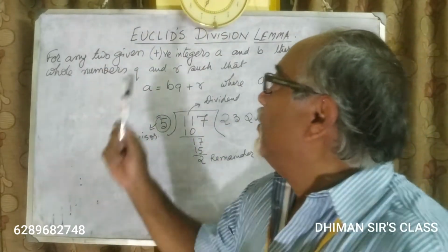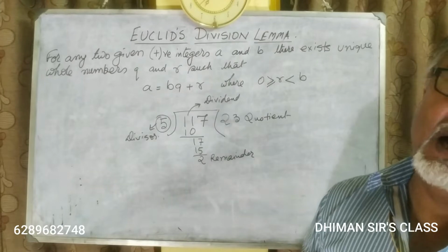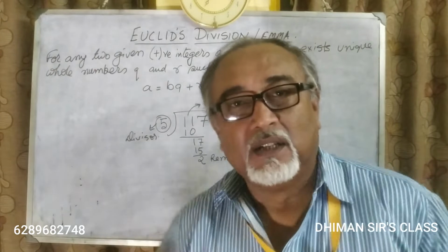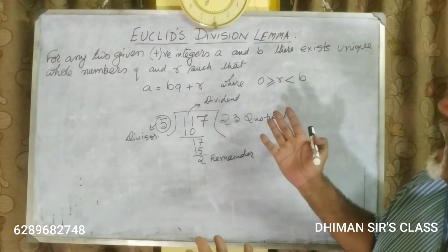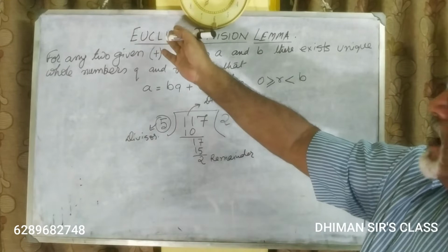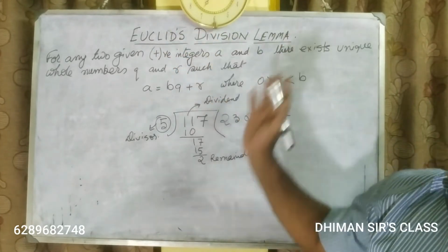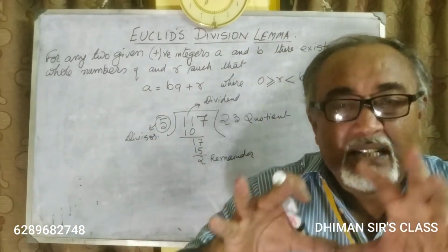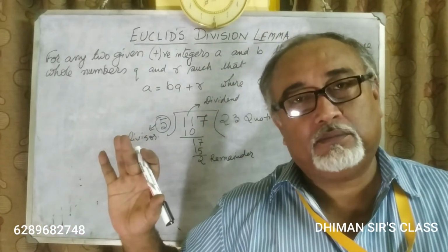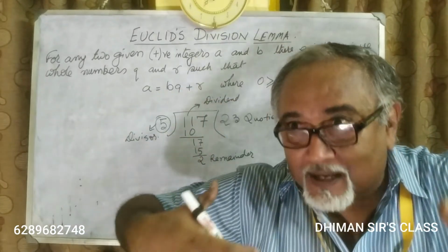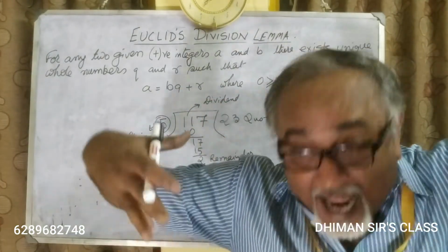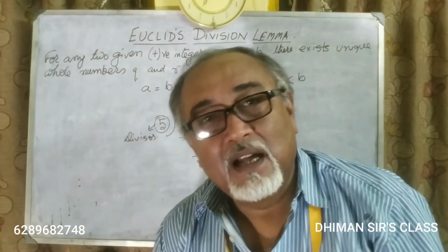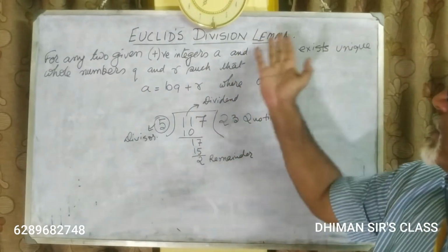Next, we are going to learn Euclid's division lemma. Sir, big name you have given, but we can't understand what is lemma. Euclid I can understand, mathematician. Division, we can understand. And lemma, what is lemma? Lemma is nothing but a statement that requires no more proof, and that helps in proving some other statements. That is called a lemma. So we have understood lemma.